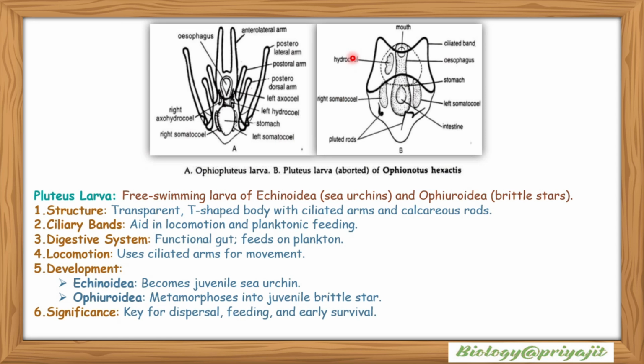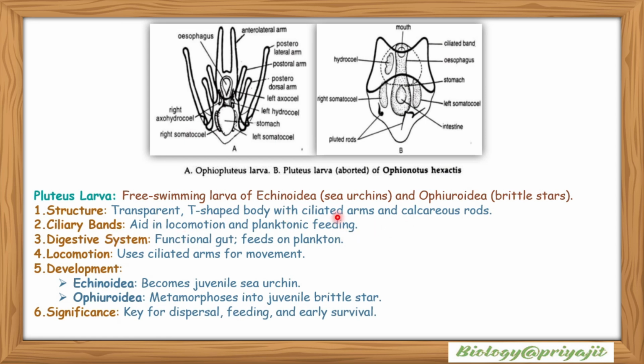Pluteus larva. This is the Ophiopluteus larva and Echinopluteus, or Pluteus larva, of Ophionotus hexactis. Pluteus larvae are free-swimming larvae of Echinoidea, or sea urchins, and Ophiuroidea, or brittle stars. Structure: a transparent T-shaped body with ciliated arms and calcareous rods. The ciliary bands help in locomotion and planktonic feeding.